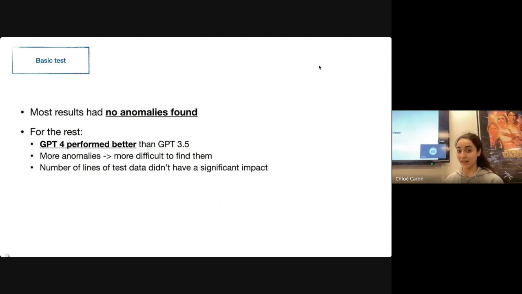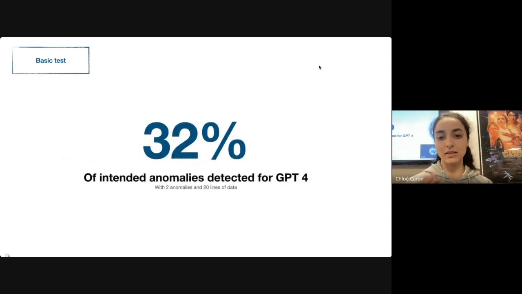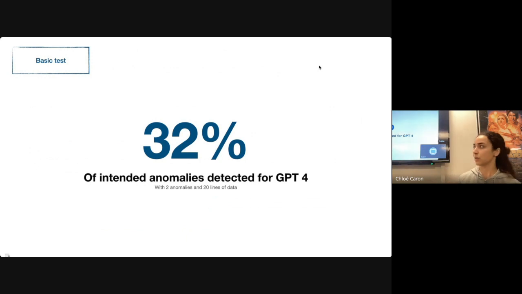The more anomalies it had, the more difficult it was to find. But one thing that was kind of surprising is the number of lines I gave it didn't make it any better or worse. It was more to do with the number of anomalies it had. So on average, with 2 anomalies and 20 lines of data, GPT-4 had a 32% detection rate of intended anomalies.